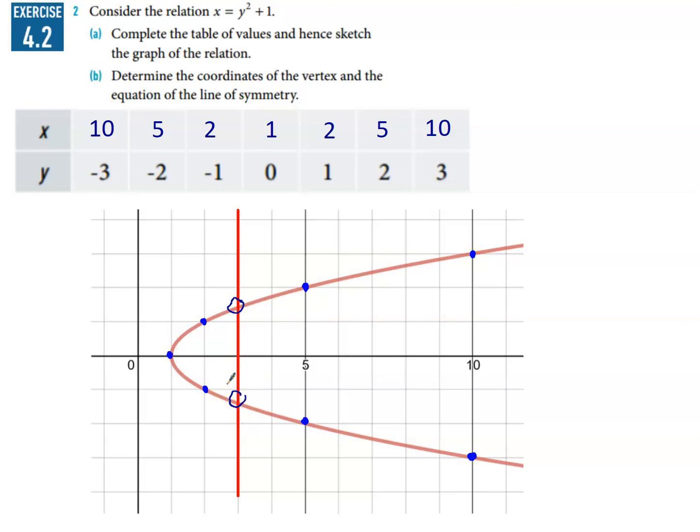Okay, determine the coordinates of the vertex. Well, there they are right there, so that's pretty easy. That is just x equals 1 and y equals 0. And the line of symmetry is obviously the x-axis, and the formula for that is y equals 0. Okay, moving on.